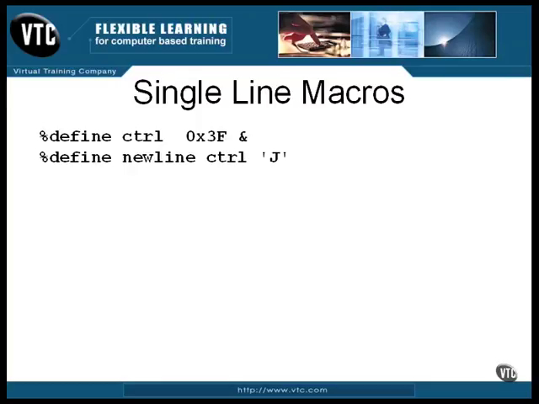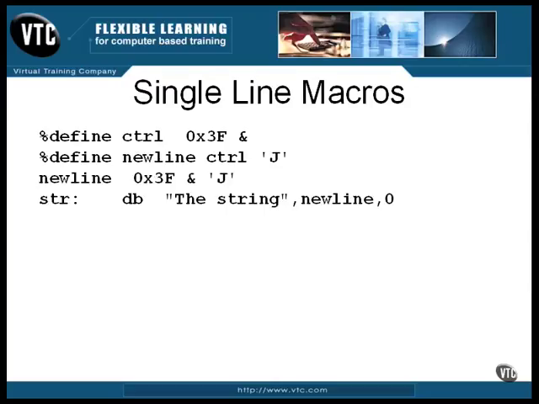The first line defines the macro named control as the value of 3Fh and an ampersand. The second line uses the hex value as a mask to clear the bits and defines the new line character as being the value 3Fh ANDed with the ASCII value of J, which results in Control-J, which is the value 10, the same as before. Only now, doing it this way, you have a control macro that can be used with any character to make it become that control character. For example, the form feed character is Control-L, and so it can be written this way.